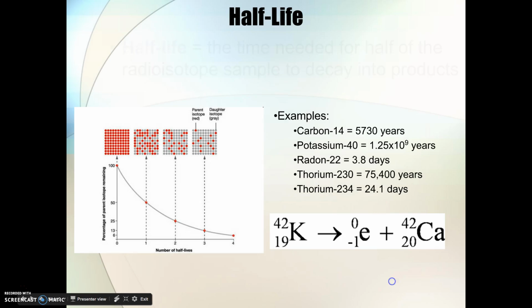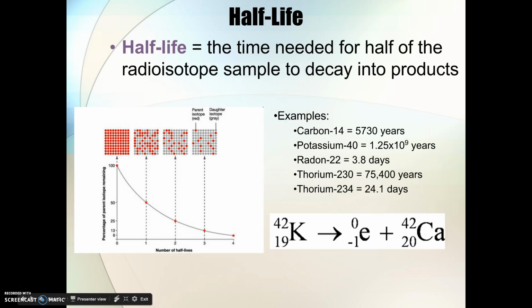Okay, let's just start by giving you the definition. A half-life is the time needed for half of the radioisotope sample to decay into products. Half-lives could be a really long time, like carbon-14, which you can see in the example is 5,730 years, or it could be really short, like radon, which has only 3.8 days. Let's look at what this really means.